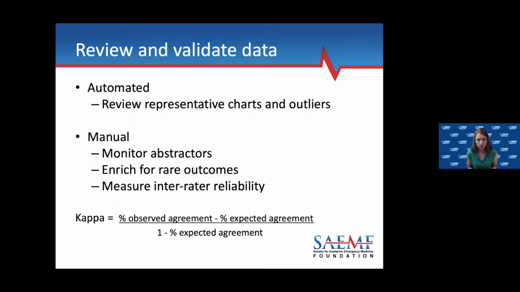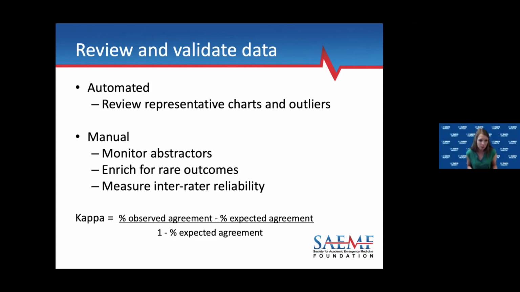For example, if 2 raters find that 80% of patients have a certain characteristic, their agreement by chance alone, 0.8 times 0.8, would be 64%. The formula for calculating a kappa statistic is shown here. It's percent observed agreement minus percent expected agreement divided by 1 minus expected agreement.